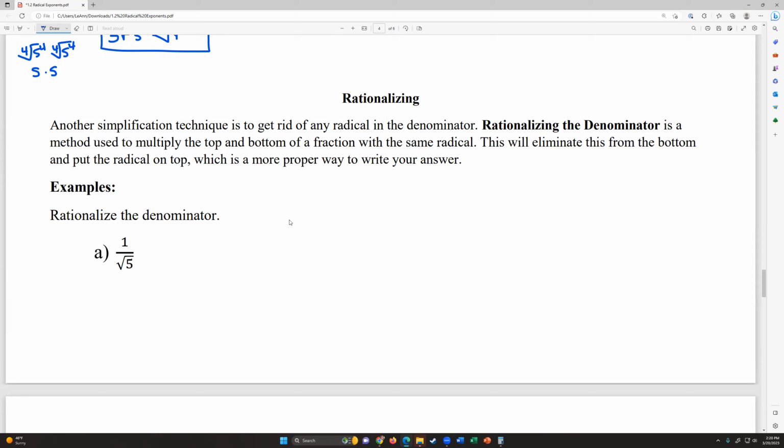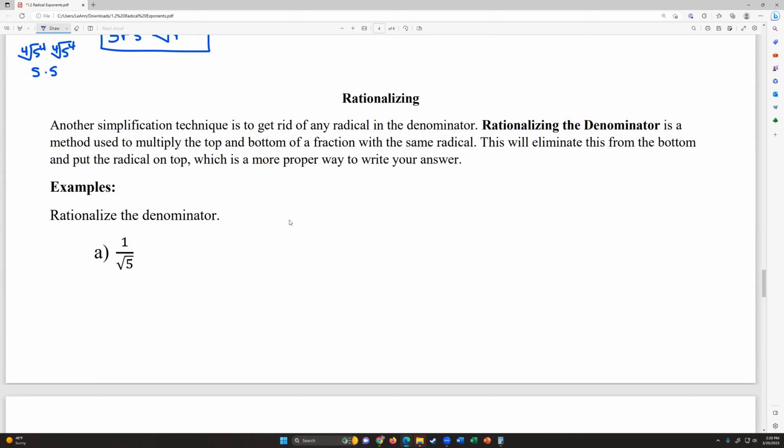And then that will eliminate us having a radical in the bottom, and then we will only have a radical on top, which is a more proper way to write your answer. Doesn't mean it's the only time we would want it. Sometimes we do leave radicals in a denominator for other reasons down the road, but when we're rationalizing, we're trying to simplify to a specific format.